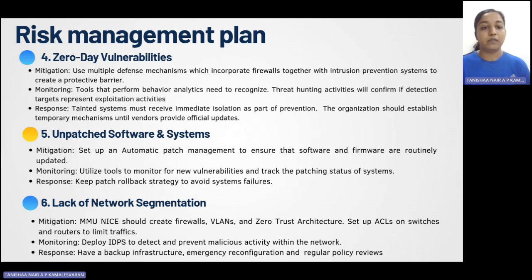The next one is about lack of network segmentation. For mitigation, we should create firewalls, VLANs, and a zero trust architecture, and we can also set ACLs on switches and routers to control traffic. And monitoring with IDS to detect malicious activity within the network. And lastly, for response, have a backup infrastructure, emergency configuration, and regular policy review.